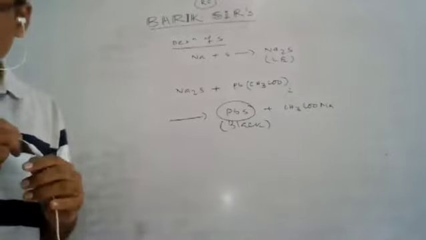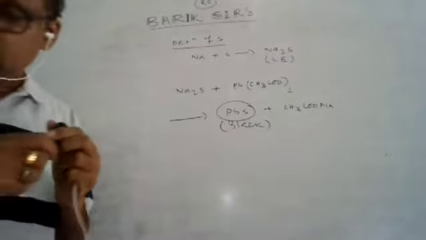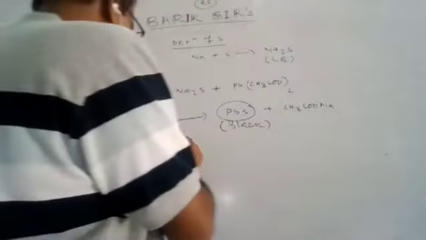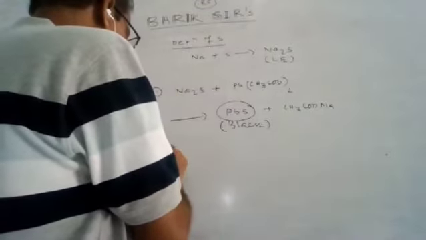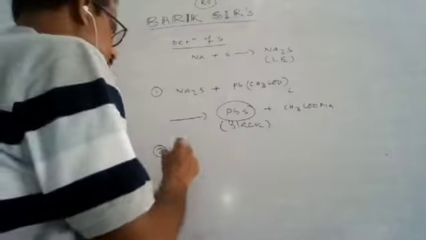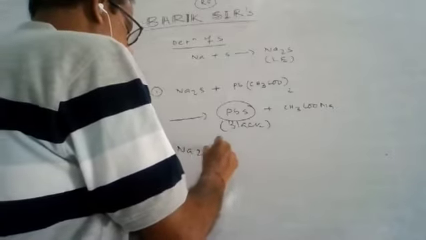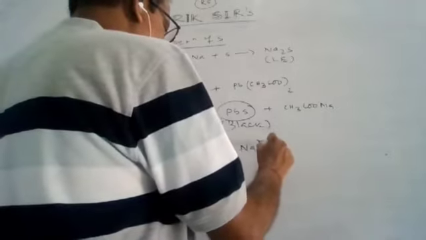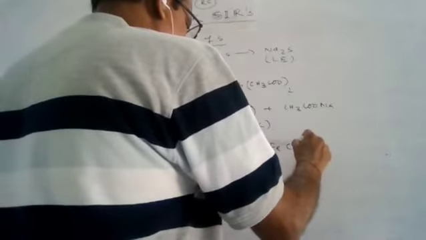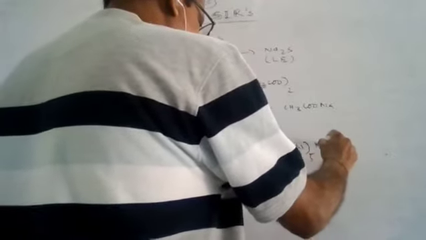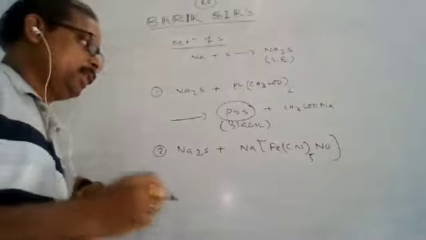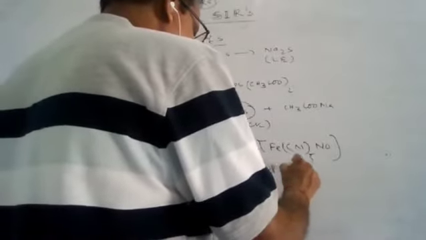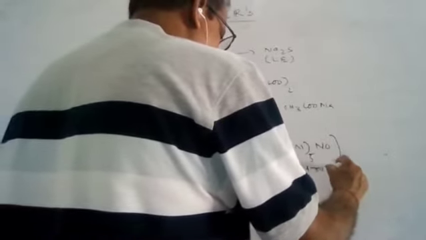So that is method number one. Another is the sodium nitroprusside method. This Na2S is treated with sodium nitroprusside. This compound is called sodium nitroprusside.